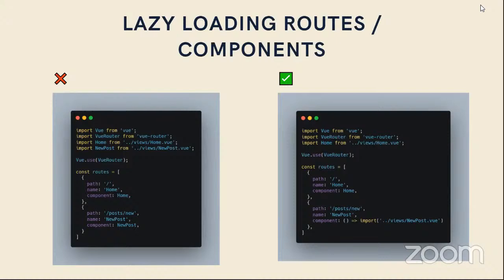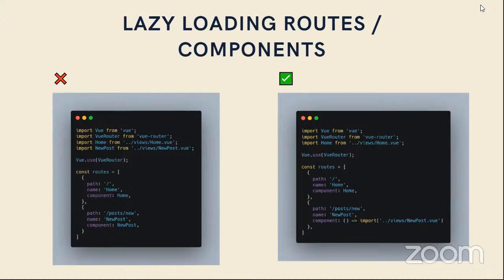You can import all your routes in the router.js and just use them in the components. But the problem with this is when you're trying to build your application for deployment, Webpack is going to get all of these components. So if you have your home.vue, your about.vue, your new post.vue, it's going to bundle all of this together into a single JavaScript file.